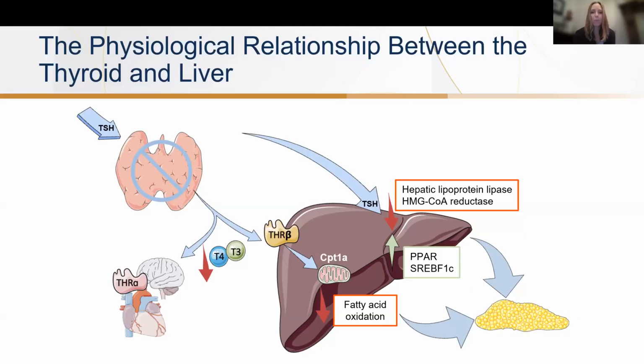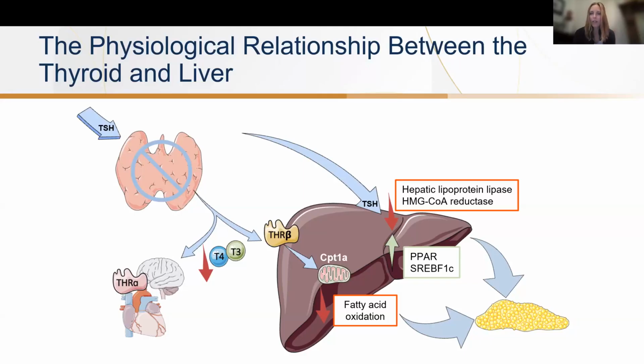And these hormones bind to these receptors in the liver, THR beta, and they help boost fat burning or fatty acid oxidation. Also, they control genes like the CPT1A listed there in the liver that helps fat metabolism. And then it stimulates these enzymes, HMG CoA reductase, and hepatic lipoprotein lipase, that increase cholesterol and lipid production. So a lot of interconnection there between the liver and thyroid.